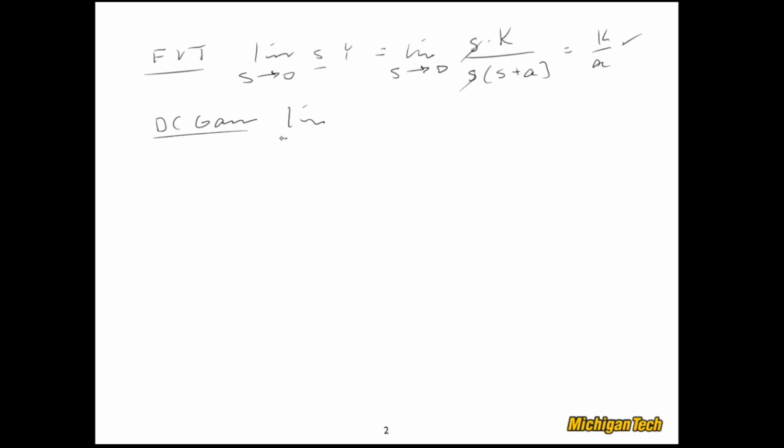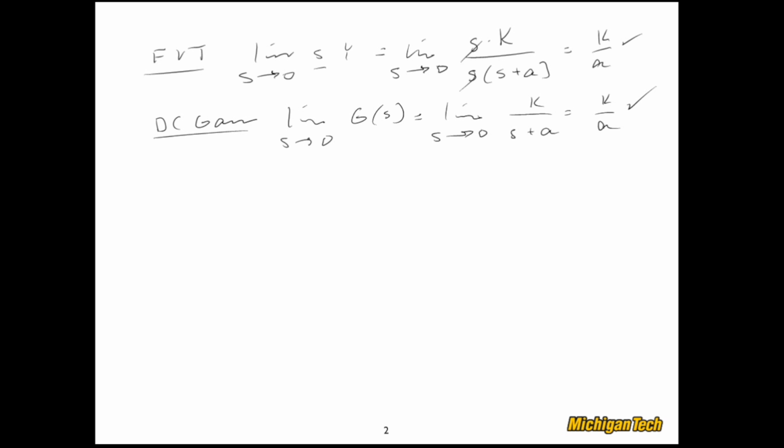And we have a canned way of calculating it. We can take the limit as s goes to 0 of G of s. And so that is the limit as s goes to 0 of k over s plus a. And so again, it's k over a. Great, so our DC gain is k over a. Our final value was k over a. That's very consistent.